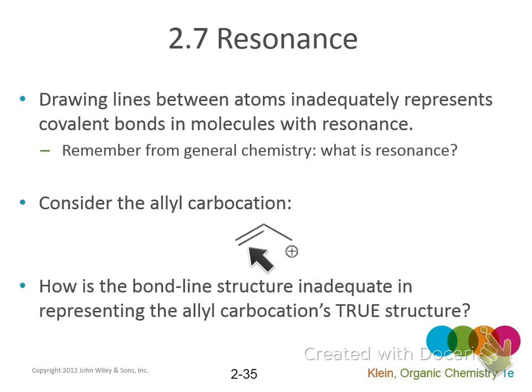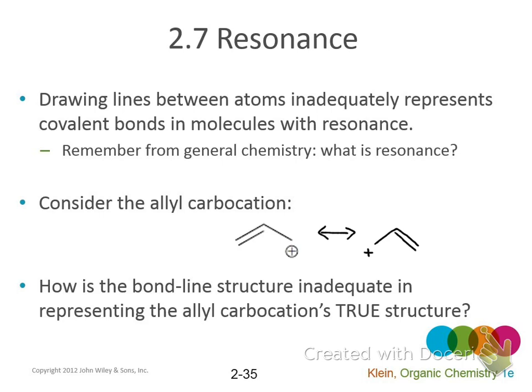So this is known as the allylic or allyl carbocation. It has a positive charge here and a double bond over here. Okay. Now, this structure is inadequate for describing this allylic carbocation because there's a resonance structure. And the resonance structure looks like that.